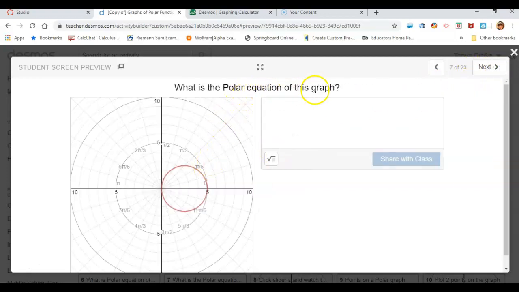All right, what is the polar equation for this graph? They should note that it is on the x-axis, centered around the x-axis, and it has a diameter of 5. So hopefully they will write the correct polar equation through this little button here.